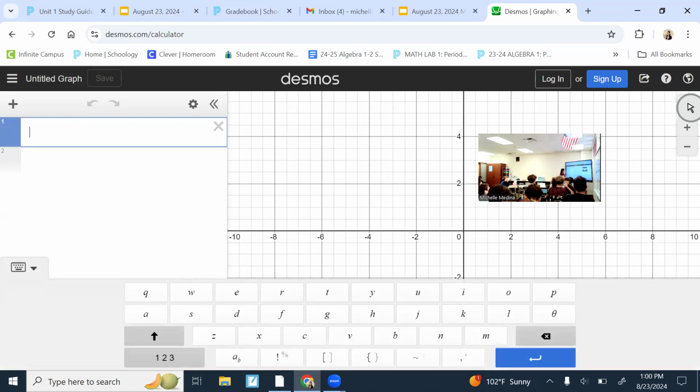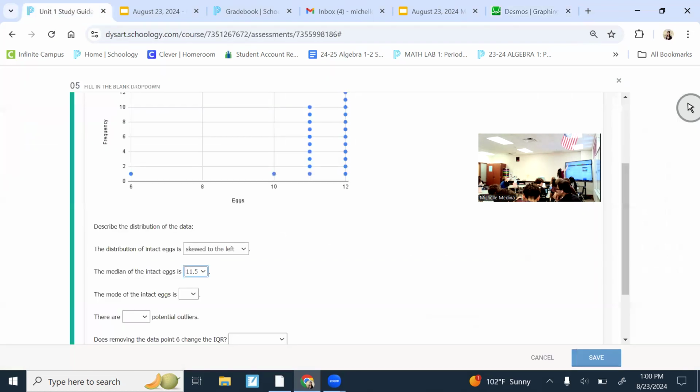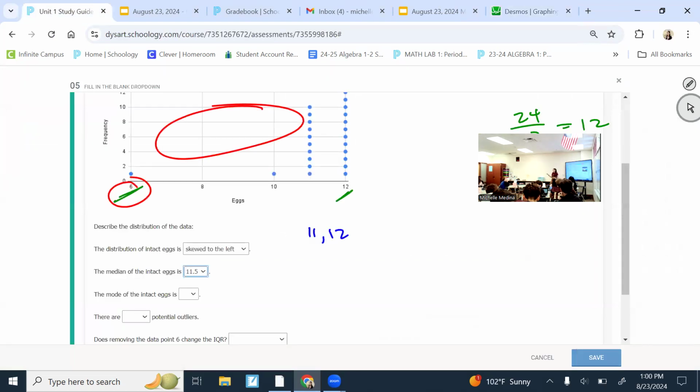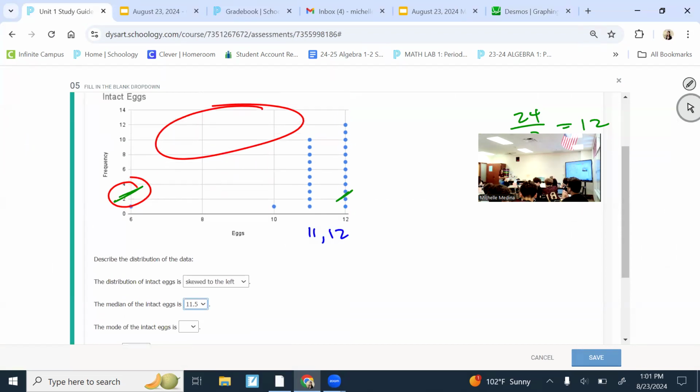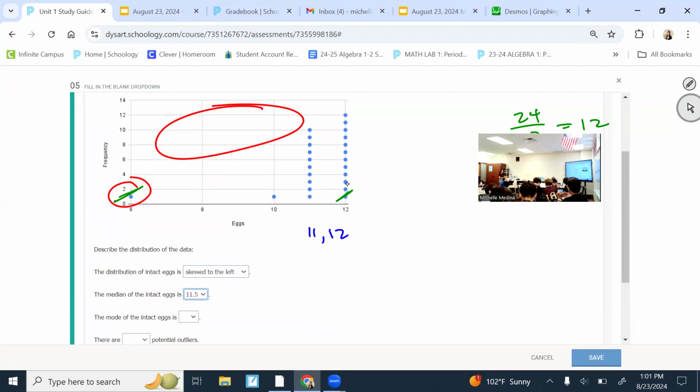So it has to do with something that frequently shows up in the data set. It's like your most, actually. So, you can't even type it in either. It just doesn't work, sorry. But you have to remember, mode is the most common occurring data point. What is the mode of this dot plot? 12, it has the highest frequency. So the mode of the intact eggs is 12.